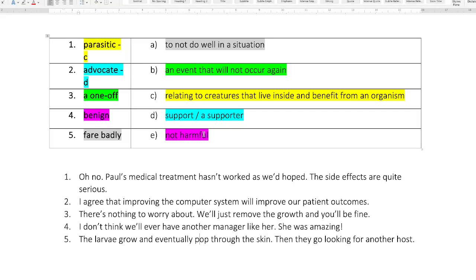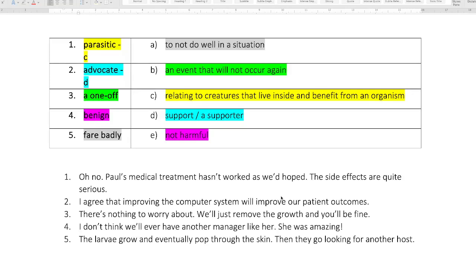Let's try 30 seconds on the clock. Think of some of those ideas. Can you match them with the sentences below, 1 to 5? I think some of them are really obvious, but some of them might not be as obvious.